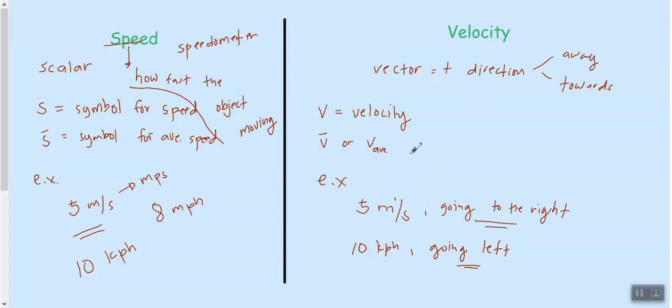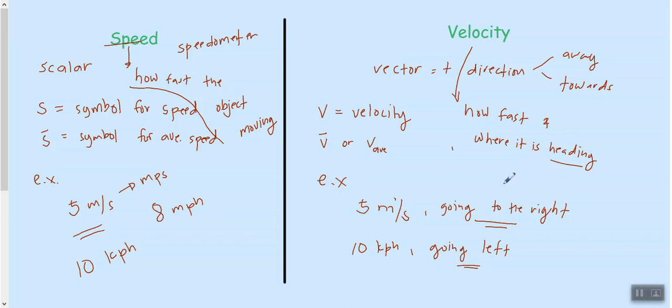So what's the definition for velocity? Velocity tells us how fast and where it is heading. So where is it going to? That is what is meant by that. I know it's going that fast and I know where it is going by adding direction.